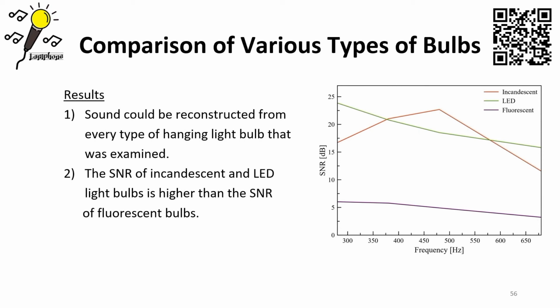We found that sound could be reconstructed from every type of hanging light bulb that was examined. However, the signal-to-noise ratio of the incandescent and LED light bulbs is much higher than the SNR of the fluorescent bulbs. And this is due to the fact that fluorescent bulbs are able to distribute the light more uniformly than the other 2 types of bulbs that were examined.